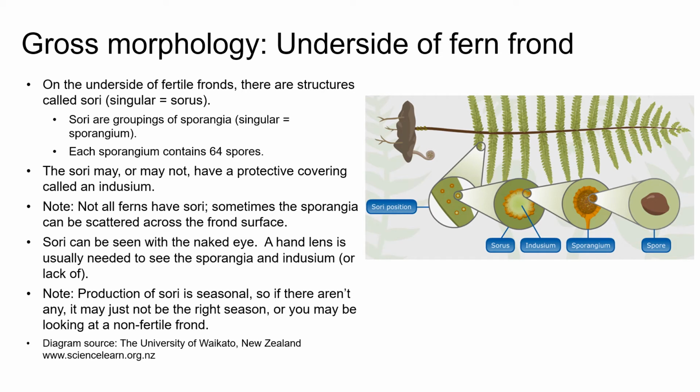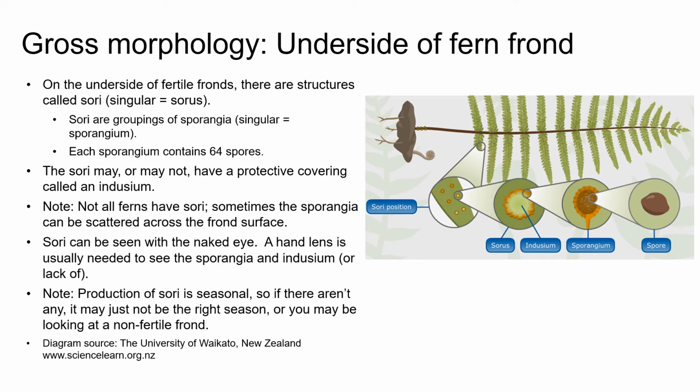So let's look at the underside of a fern frond now. On the underside of fertile fronds, there are structures called sori, and the singular is sorus. Sori are groupings of sporangia. A sporangium is a structure that contains spores. Each sorus may or may not have a thin membranous protective covering called an indusium.